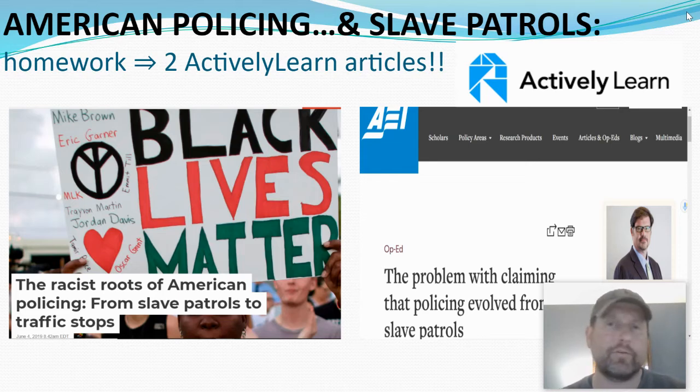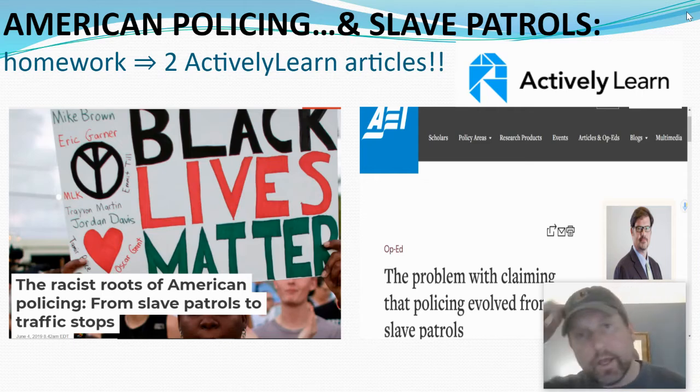And so I've got two articles here that I think are pretty interesting side by side. One is clearly entitled The Racist Roots of American Policing from Slave Patrols to Traffic Stops. And the second one offers, perhaps, you tell me, a different viewpoint entitled The Problem with Claiming That Policing Evolved from Slave Patrols. So we've got two different takes on this topic that were written each in this past year of 2020. And I have assigned both of these articles to you via Actively Learn.